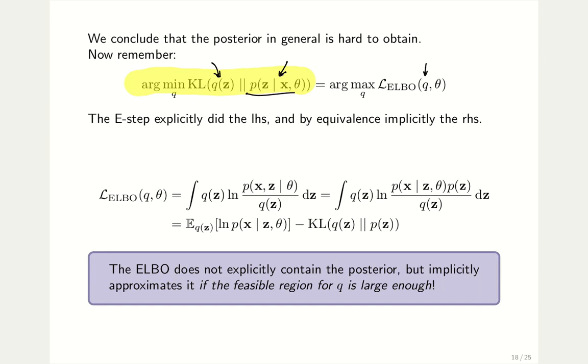Now, if the posterior is not available, like it is for a lot of interesting models, we cannot at all do the left-hand side, and that's a problem. But now we can flip this duality, and instead of implicitly doing the right-hand side, the maximization of the evidence lower bound, we can just explicitly do it and then argue that if we explicitly maximize the evidence lower bound, we're implicitly minimizing the KL divergence. And that's quite an amazing thing.